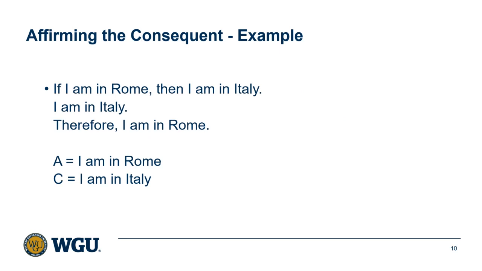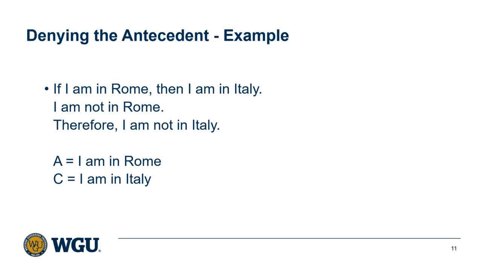If it would help, pause the video and think this one through. If I live in Rome, then I live in Italy. I live in Italy, therefore I live in Rome. Being in Rome is the antecedent, being in Italy is the consequent, but Italy is a sizable country, only a portion of which is in the city of Rome, so being in Italy doesn't require that I'm in Rome as well.